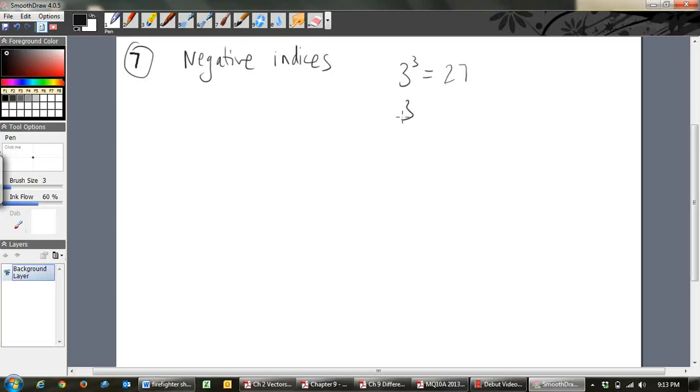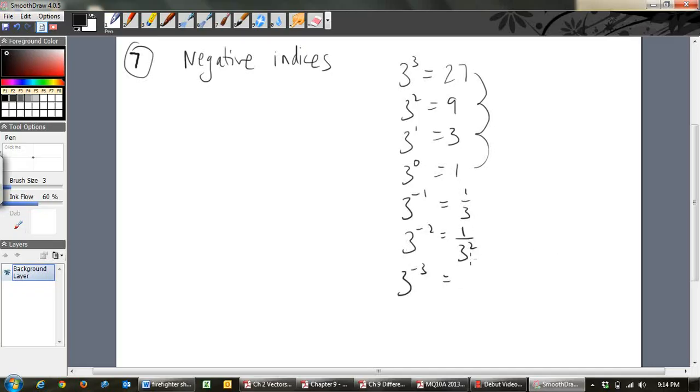So that's 27, 3 squared is 9, 3 to the power 1 is 3, 3 to the power 0 we learnt was 1, and we can see these are just dividing by 3 each time. What's 1 divided by 3? That'll be 1/3. So 3 to the power negative 1 is 1/3. 3 to the power negative 2, what happens if you divide that by 3? You get 1/9. So that's 1/3 squared. 3 to the power negative 3, what happens if you divide that by 3? You get 1/27, which is 1/3 cubed.